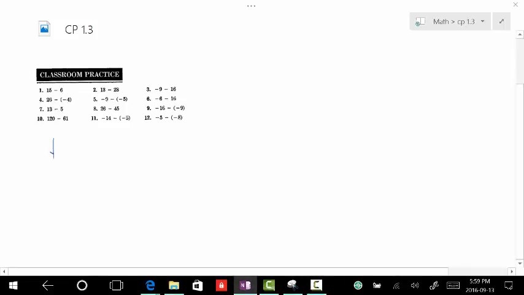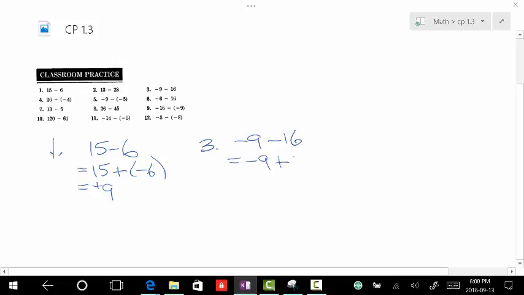So for example, number 1, you have 15 minus 6. Well, 15 minus 6, that's the same as 15 plus negative 6. So that's equal to plus 9. Number 3, you have minus 9 minus 16. So minus 9 minus 16. Well, that's equal to minus 9 plus negative 16. So that's equal to negative 25.